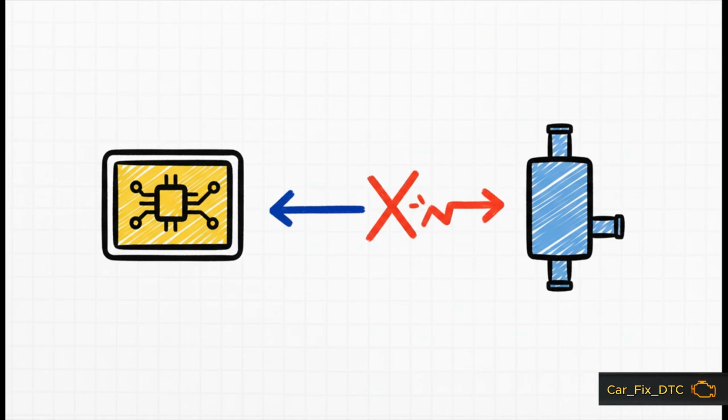Let me break it down. Think of it like this. Your car's main brain, the computer, sent an electrical signal to a little valve, telling it to open or close. But the signal it got back wasn't right. Maybe it was too weak, too strong, or just nothing. So the computer flags it and says, hey, we've got a bad connection here. That's what P0443 is all about.